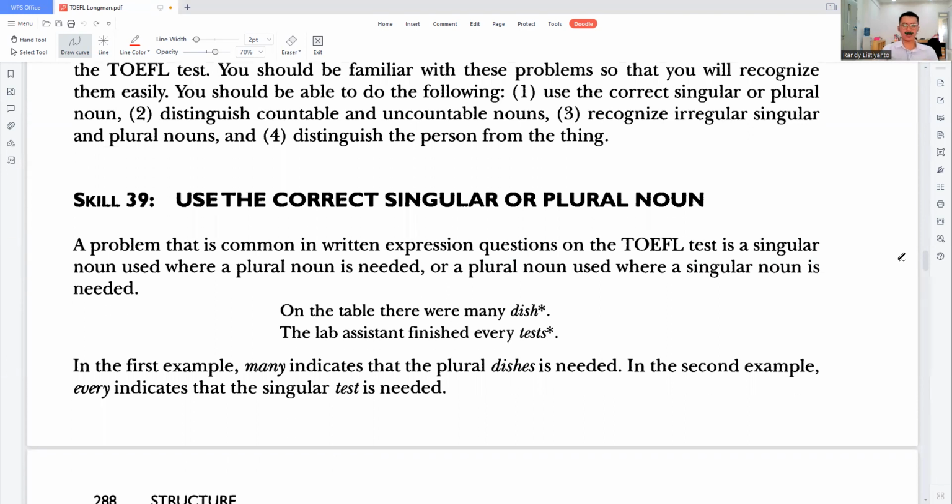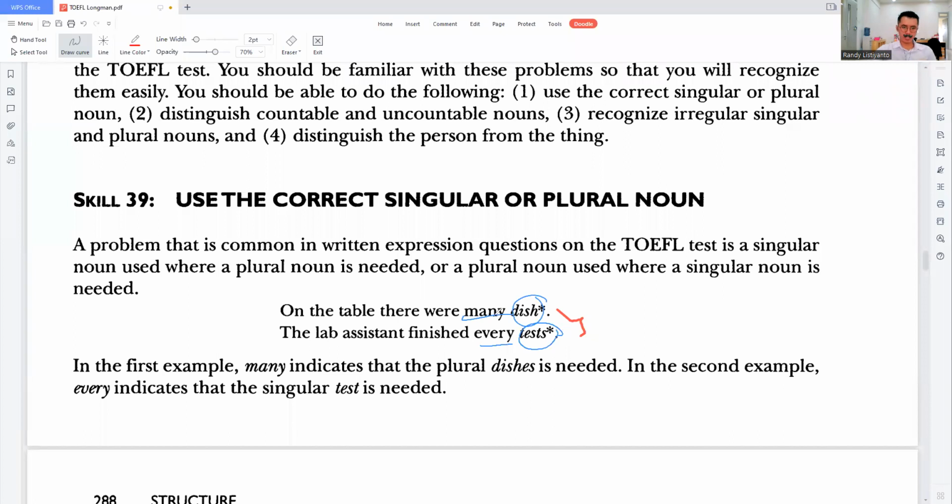Use the correct singular or plural. A problem that is common in written expression questions on the TOEFL test is a singular noun used where a plural noun is needed, or a plural noun used where a singular noun is needed. See this example. On the table, there were many teachers and every task.